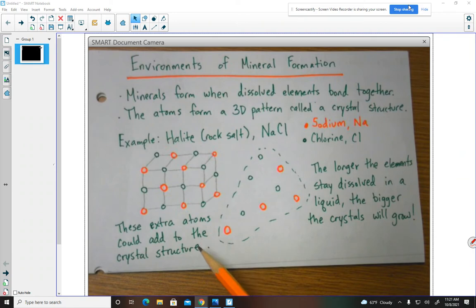And this is what's kind of cool. Once you have a very tiny crystal, it's called a seed crystal. The seed crystal is going to establish the pattern. And then any extra elements that bond in are going to follow that pattern. So the longer that these elements stay dissolved in a liquid, the bigger the crystals can grow.